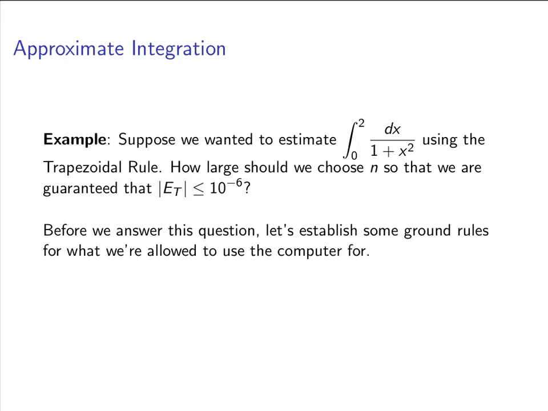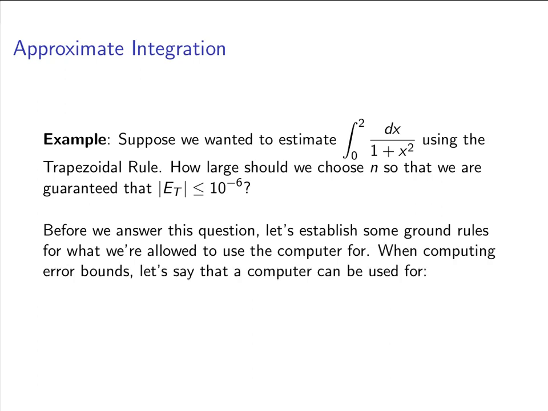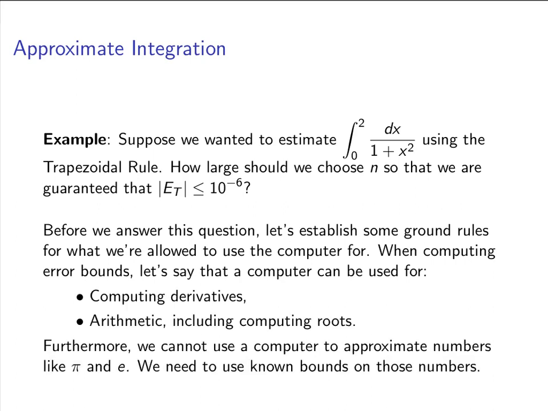All right, so before we carry on with this question, let's establish some ground rules for what we're going to be using our computer for. When computing error bounds, let's say that a computer can be used for computing derivatives, and it can be used for arithmetic, including computing roots. However, let's say that we can't use a computer to approximate numbers like pi and e. We need to use known bounds on these numbers. For instance, we know that e is smaller than 3. We know that pi is smaller than 4, things like that.